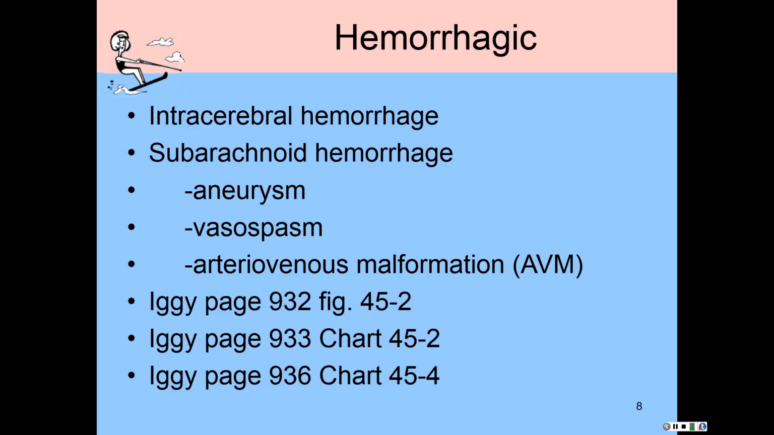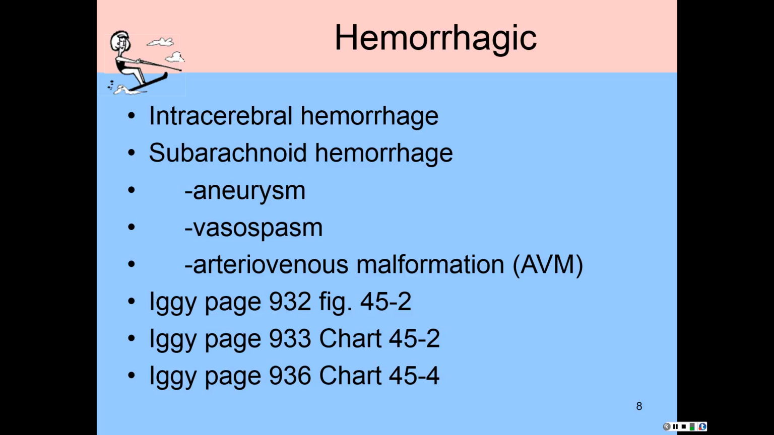A vasospasm is a condition in which blood vessel spasms lead to constriction. This constriction can then also lead to tissue ischemia and to tissue death or necrosis. The arteriovenous malformation, or AVM, is an uncommon abnormality that occurs in embryonic development.